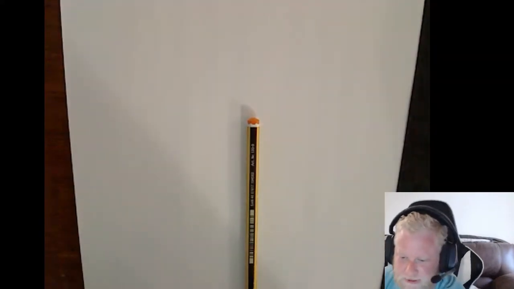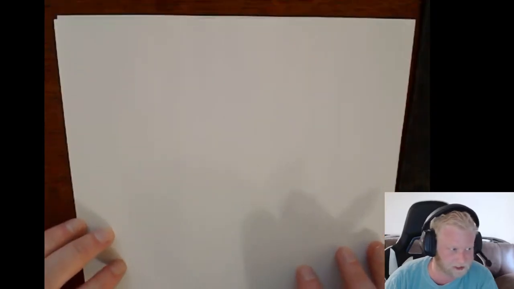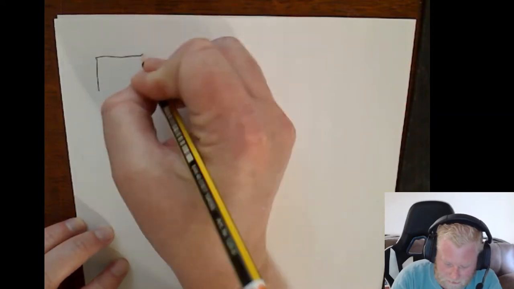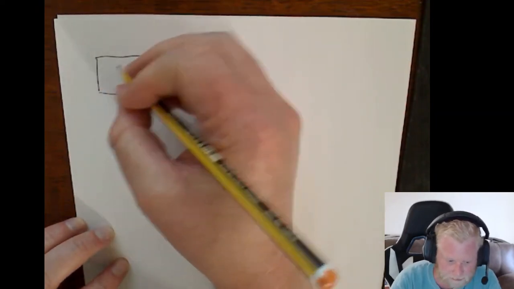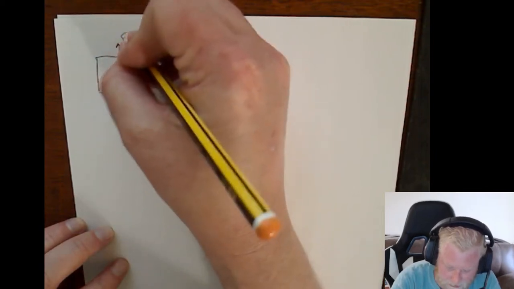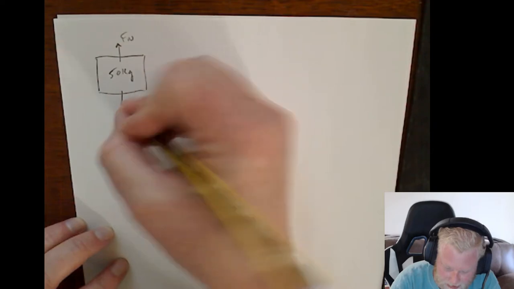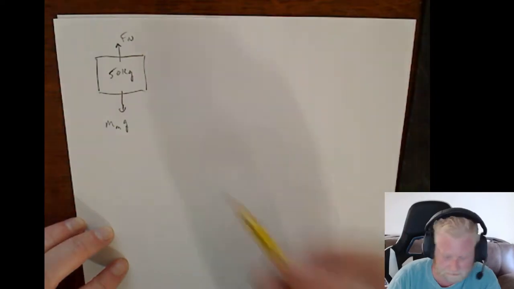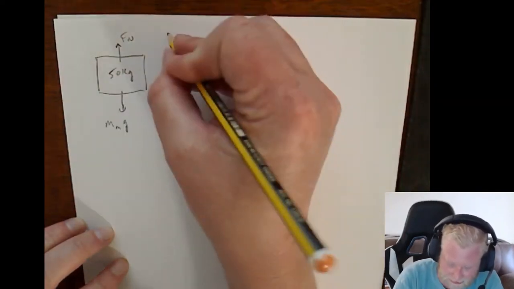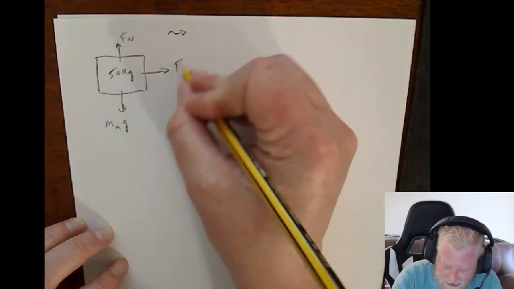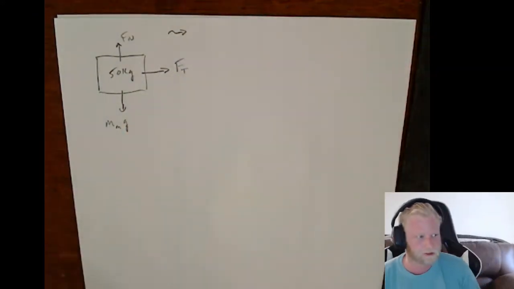So if we want to solve this problem, the first thing you always want to do is get a free body diagram going. Let's start with Mary. Mary's got a 50 kilogram mass. There's a normal force acting on her. She has weight, which we're going to call mass Mary times the acceleration due to gravity. It's frictionless, so we don't have to worry about friction going that way. And there's a tension force in the rope.